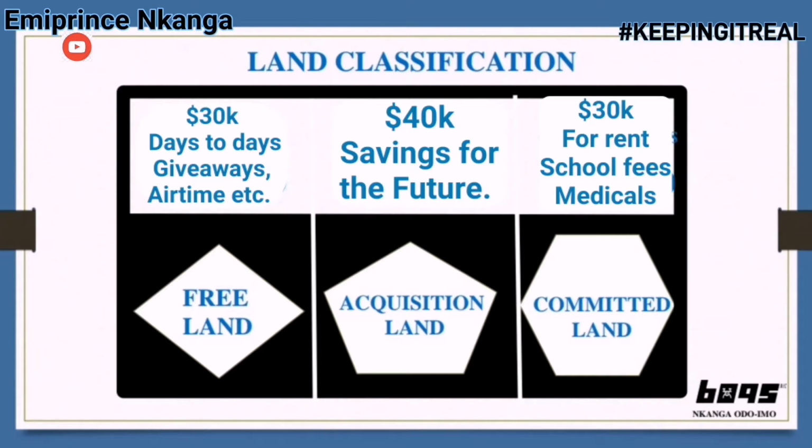You have the free one, that is 30% of the money for your day-to-day activities, maybe for recharge card, giveaways, and your running around. You now have another part, 40%, maybe that's your savings. You're saving that one for the future, in which you might not really have a distinct or direct purpose. And as well, you now have the 30% for rent, medical bills, school fees.